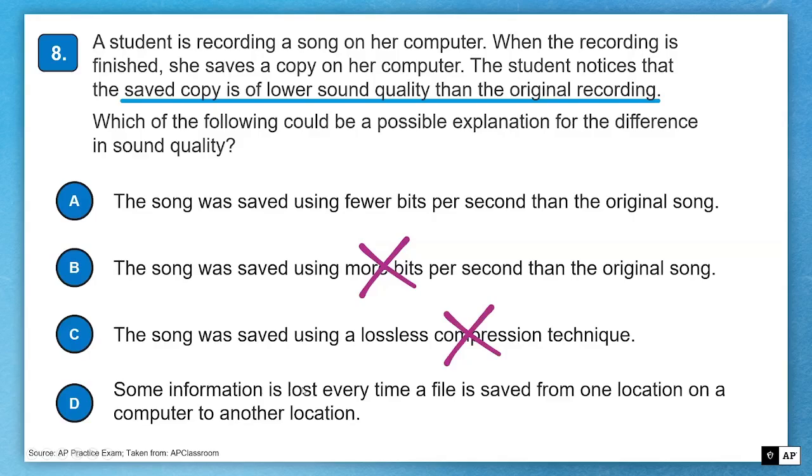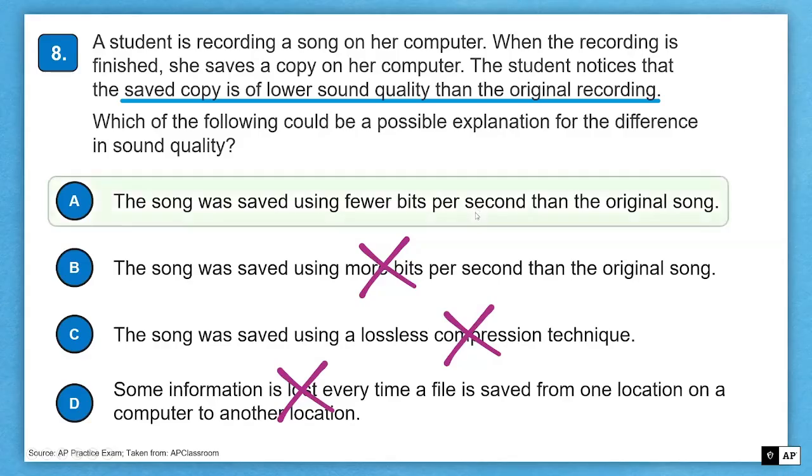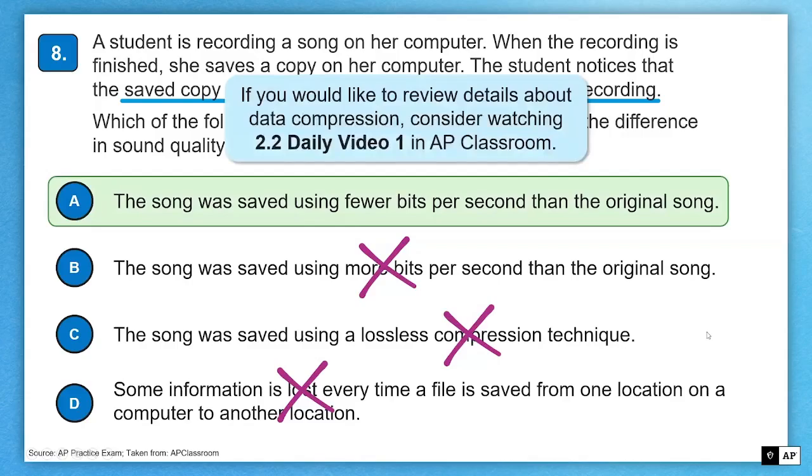That's not the answer. Information is not lost every time a file is saved from one location on the computer to another. That should not be happening just from one location to another in the same computer. But the fewer bits per second is our answer. That's an example of lossy compression. If you want to look more at compression techniques, look at 2.2 Daily Video 1.